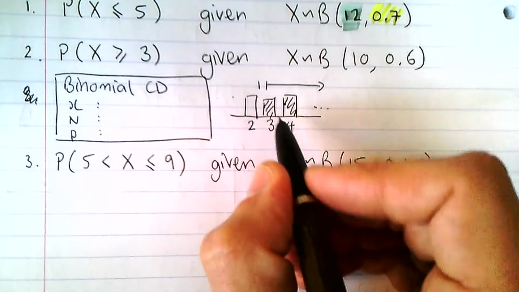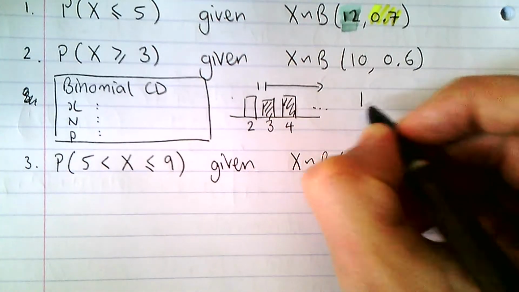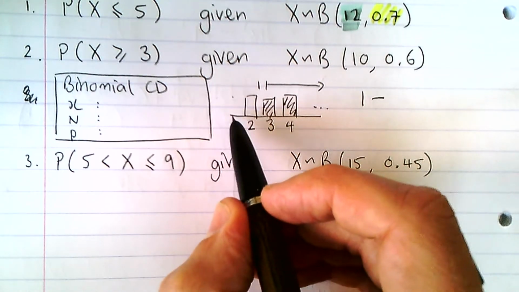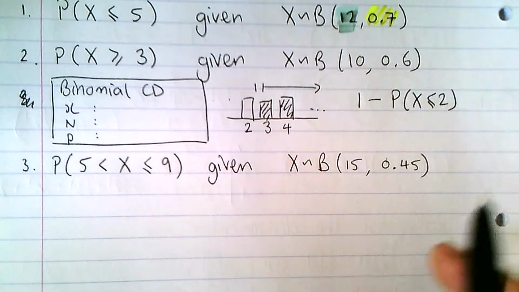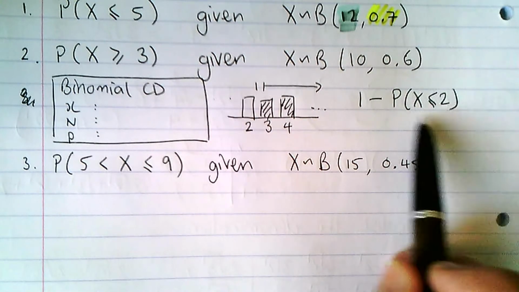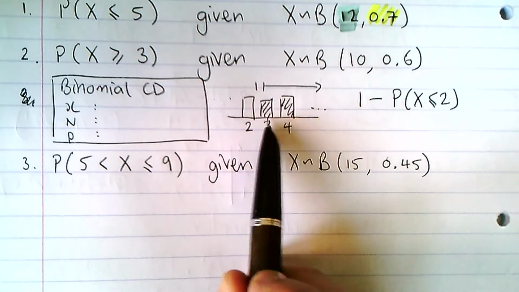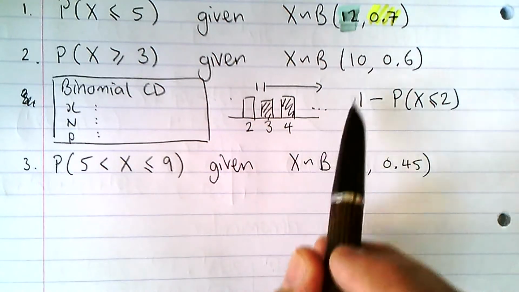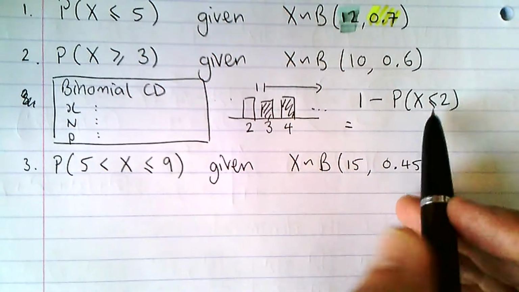So if I want the probabilities of the bars that are 3 and onwards, what I want to do is take 1 and subtract from that the probability of the bars that I don't want. So that's 2, 1 and 0. So that's the probability that x is less than or equal to 2. So I'm going to take those probabilities away from 1, and what it will leave me with is the probability of all of the bars to the right, so the probability of bar 3, 4, 5 and so on all the way up to bar 10 all added together. So in order to do that we need to work this quantity out.